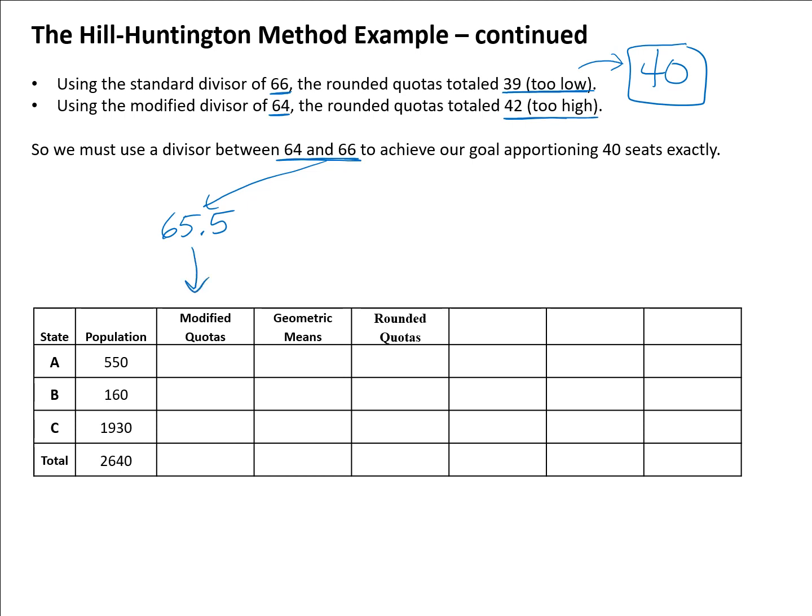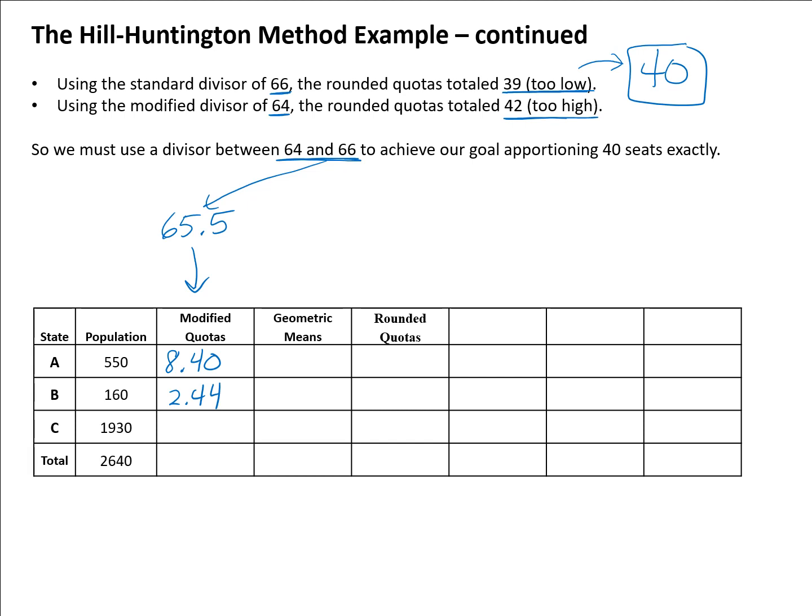Now you can choose whatever you want. It just makes sense to try to be a little bit focused in terms of what might get you closer. And sometimes you'll get it right, sometimes you won't. Now, to use this as our new modified divisor, we're going to take each population and divide by 65.5. So when I divide state A's population of 550 by 65.5, I get 8.40. And when I divide 160 for state B by 65.5, I get 2.44.